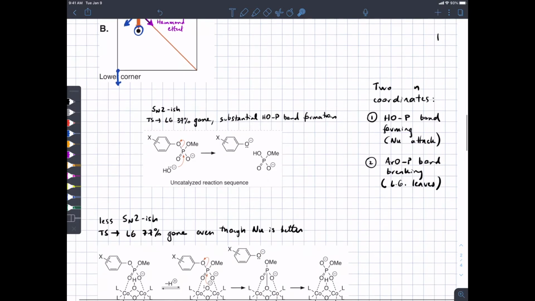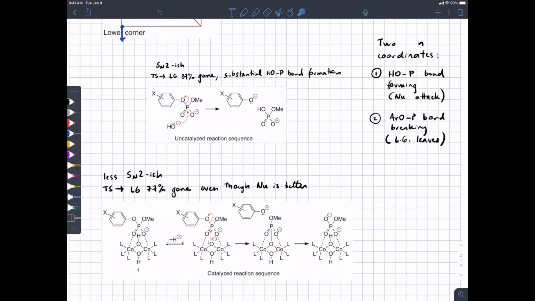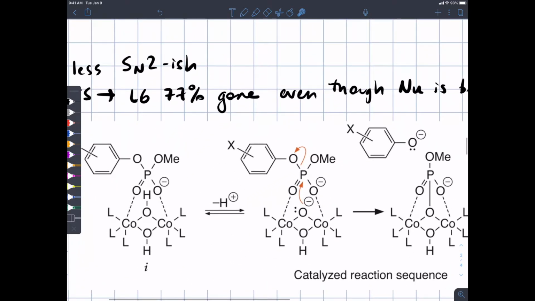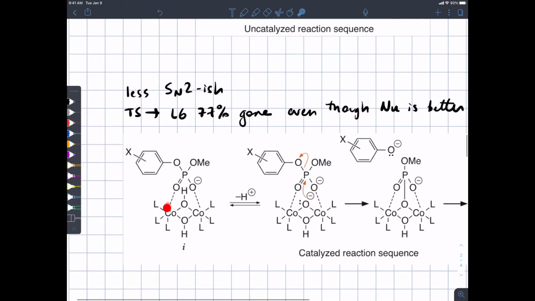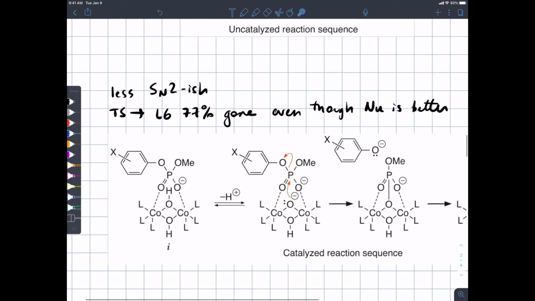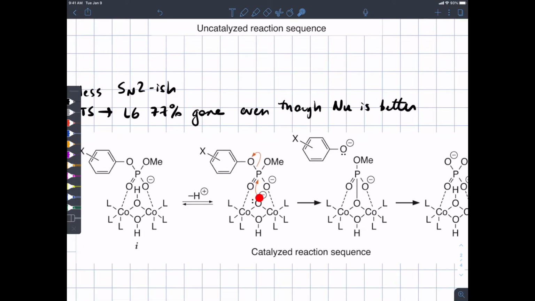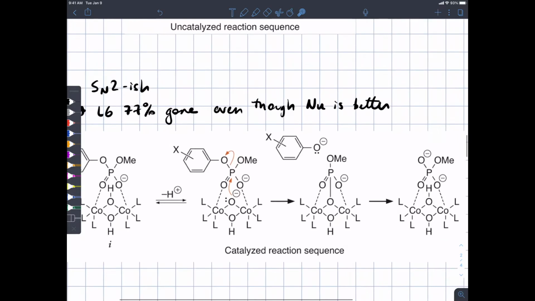Okay, so then they used a bridge dicobalt catalyst to make the reaction go faster. And this is the proposed catalytic reaction sequence. You have this bridging hydroxyl group in your catalyst, which loses a proton, making this oxygen more nucleophilic. At the same time, our phosphoester is actually coordinated to each of the cobalts. Then the nucleophilic oxygen from the catalyst attacks the phosphorus, and the leaving group leaves.